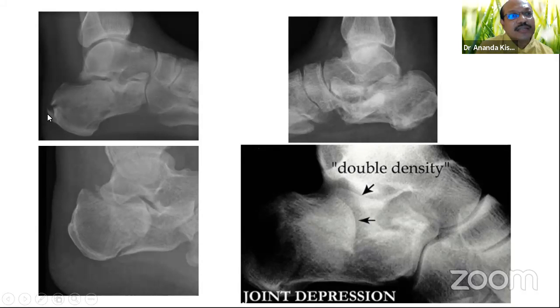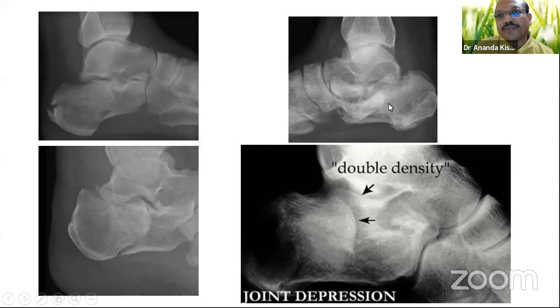This is the tongue type. Basically, it's a pure tongue type fracture. Whereas this is the partial tongue type fracture. It reaches up to the superior edge of the posterior tuberosity. So this is basically the partial tongue type fracture.